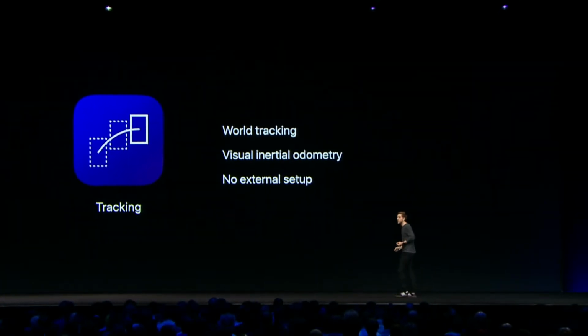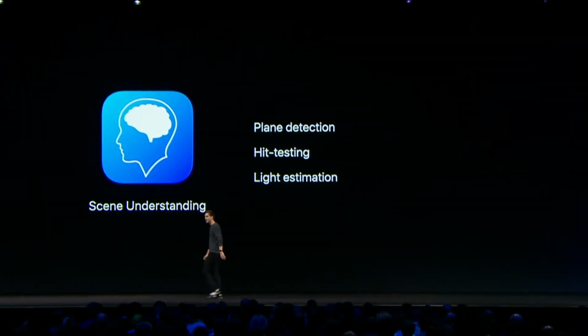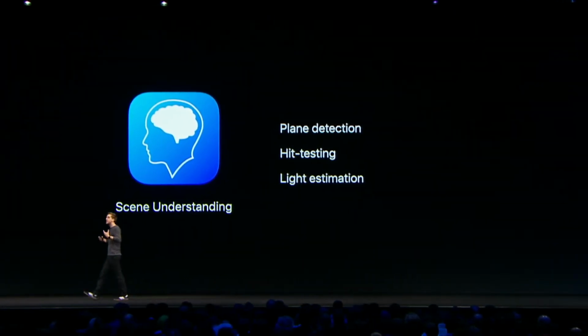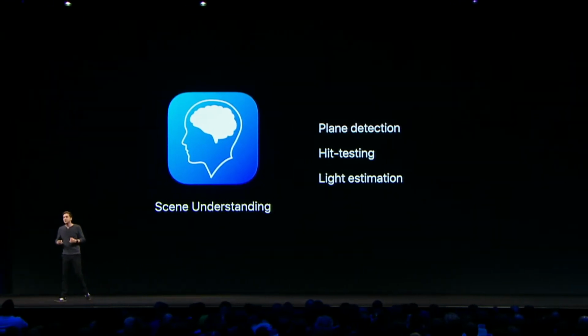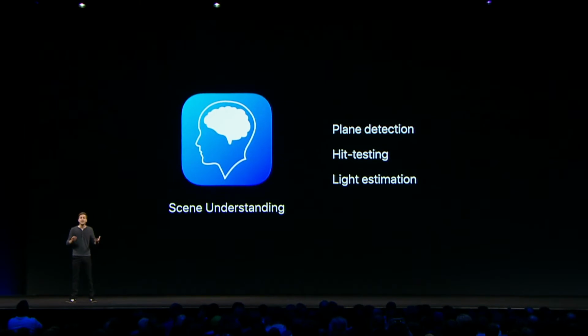Next, building upon tracking, we provide scene understanding. Scene understanding is the ability to determine attributes or properties about the environment around your device. It's providing things like plane detection. Plane detection is the ability to determine surfaces or planes in the physical environment. This is things like the ground floor or maybe a table.